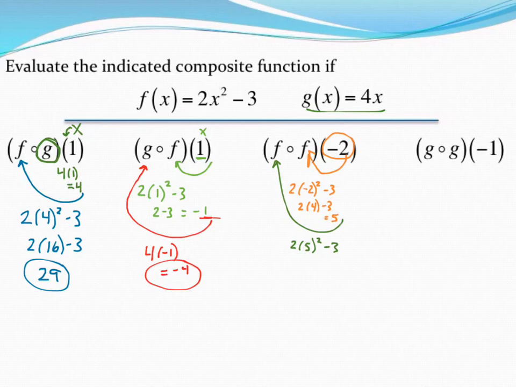And when I finish evaluating this, 5 squared is 25. 2 times 25 gets me 50. Subtract 3, so a final answer of 47. Are you getting the hang of it yet? We'll do one more example if you need to see this one more time.